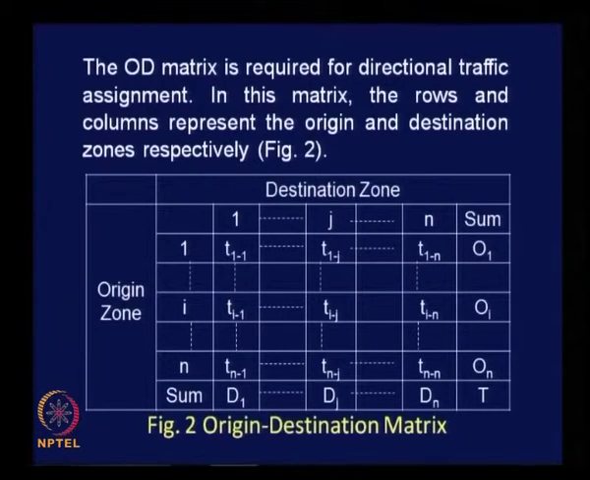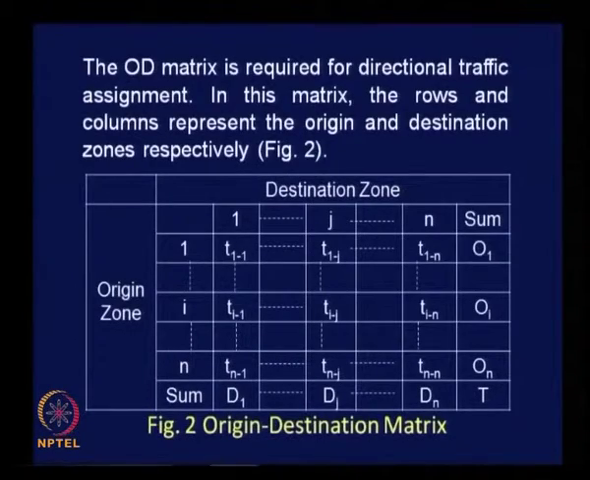Ti-j means trips originating from i destined to j, that is the meaning. The number in that cell will give you information about the number of trips originating from i and destined to j, right. That means the direction of movement is clearly indicated, that is the point. And T1-1 means number of trips originating from 1 destined to 1 itself, intrazonal trips.